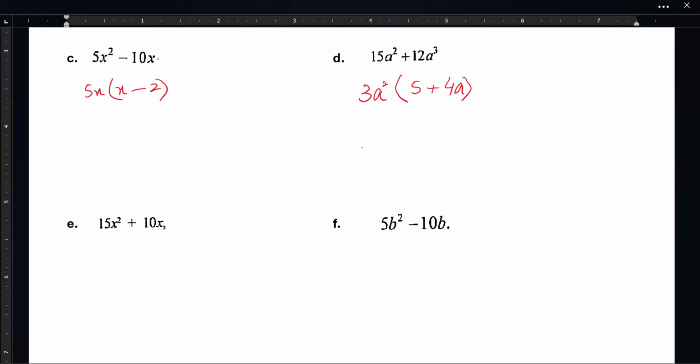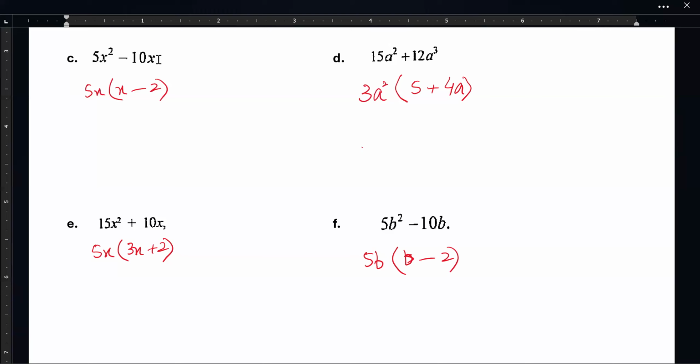Okay, look at part E. What do we have common here? I can see 5 as common, and I can see x as common. So it's going to be 3x plus 2. Take the next one. Again we have 5 common, and we have b common here. It's going to be b minus 2. This is the way we factorize by taking common.